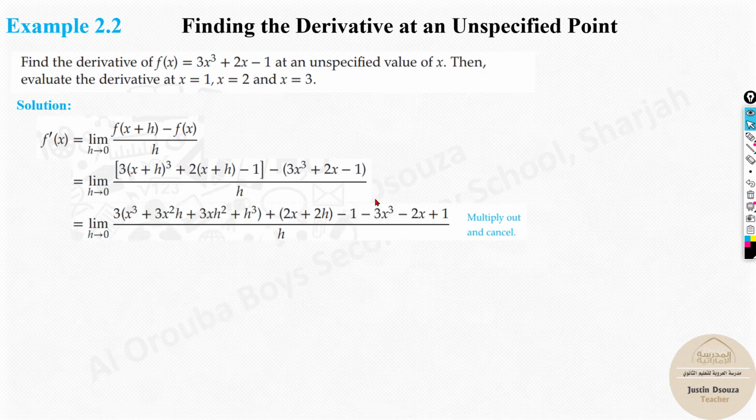Here what we are doing is the cube rule. It'll be a cube, that is x cubed plus h cubed, written at the end, 3 times x squared h and plus 3 times x h squared. And over here it'll be 2x plus 2h. It's just the distributive property, multiplied inside, and then minus 1. And over here we have minus x cubed minus 2x plus 1. Why is this? Because x remains x itself. So write the same function f of x, and this is divided by h.